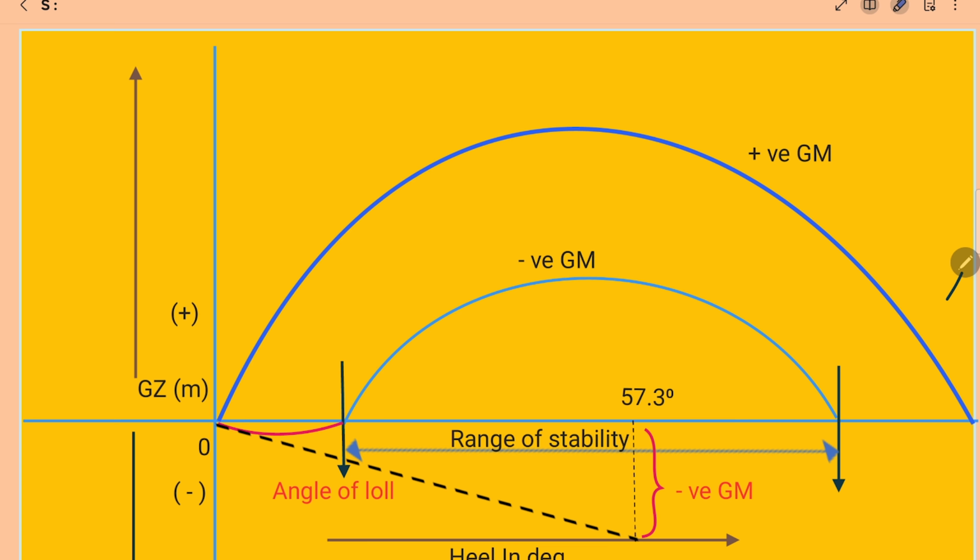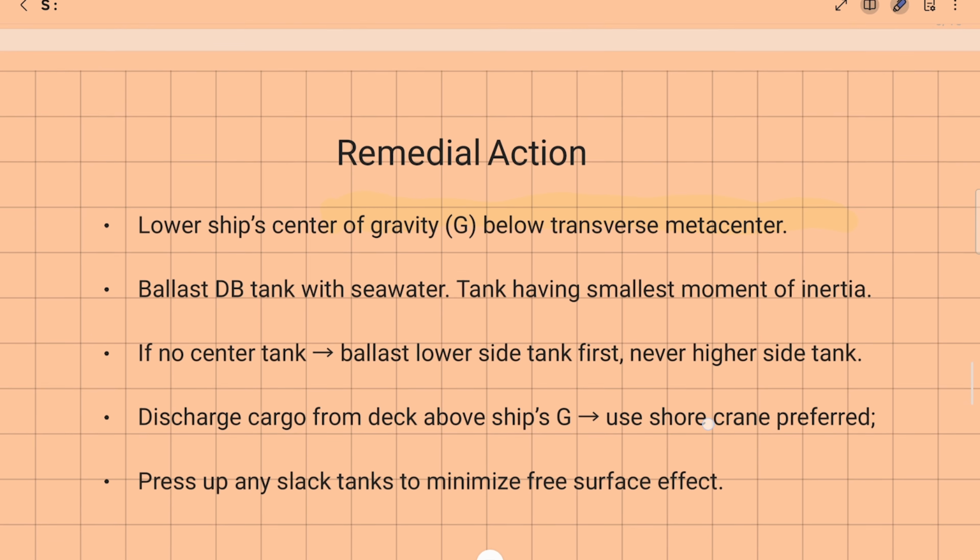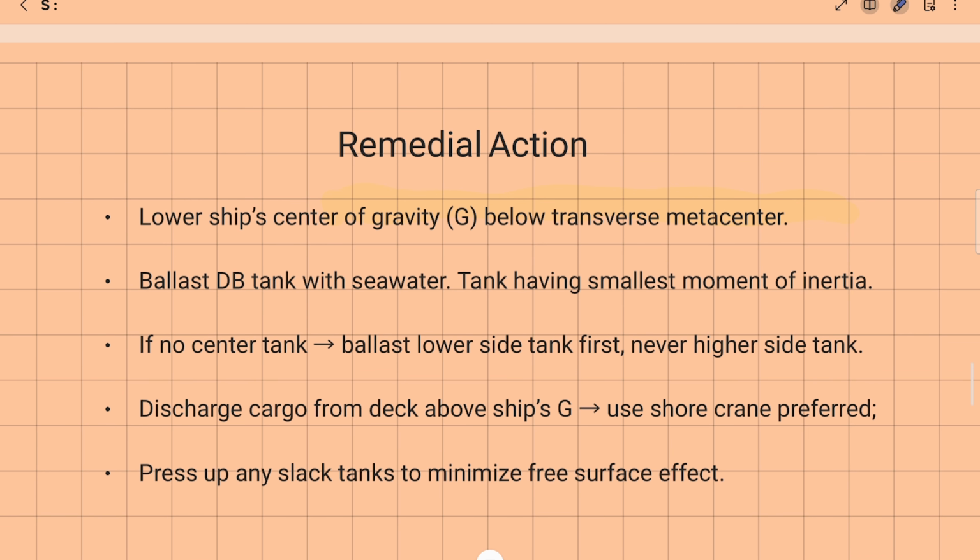As we know this situation has occurred, we need to immediately take action, and the emergency must be activated on board and in the office, and action must be worked out very, very carefully, because wrong action can create disaster. So what should be the correct action? Remedial action. As we know, this situation has occurred because the ship's center of gravity is above the metacenter. So the primary focus is on lowering the ship's center of gravity below the transverse metacenter.